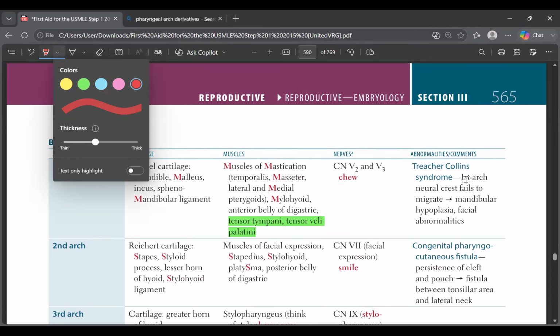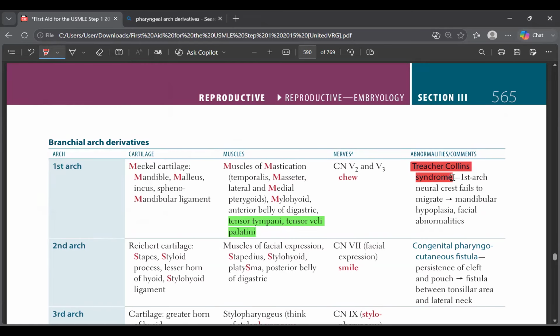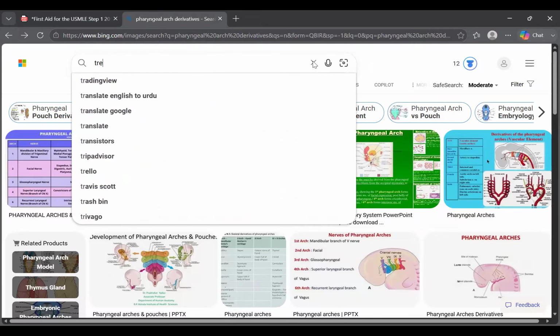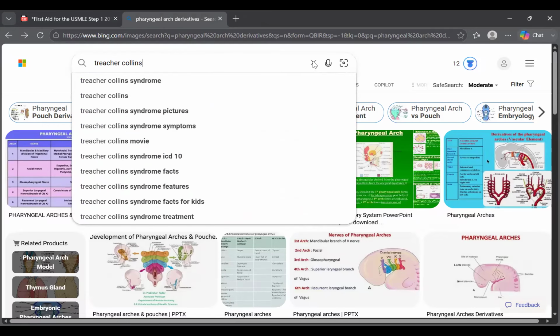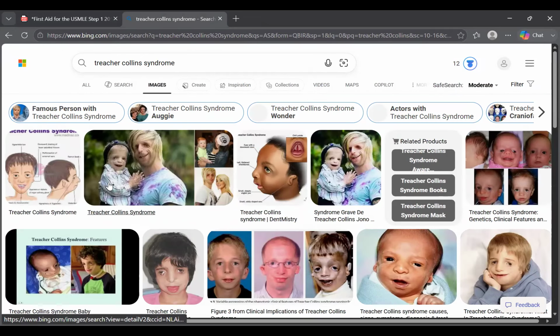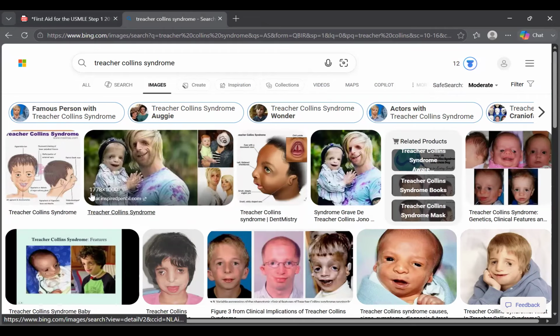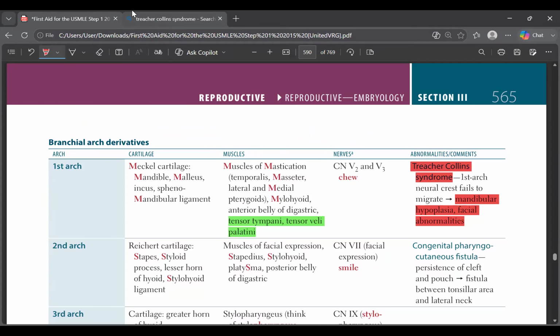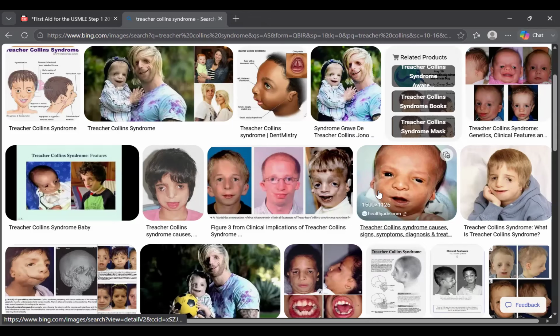This is important. Treacher Collins syndrome is when the first arch neural crest fails to migrate, and there is mandibular hypoplasia and facial abnormalities. Let's search Treacher Collins syndrome. All right. So there's mandibular hypoplasia and facial anomalies. Mandibular hypoplasia and facial abnormalities.